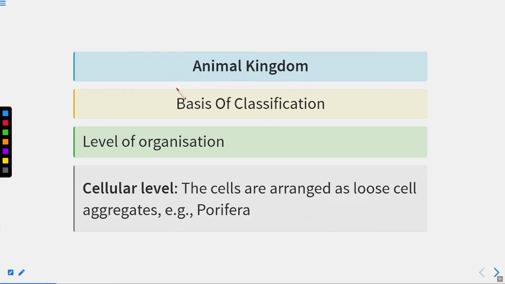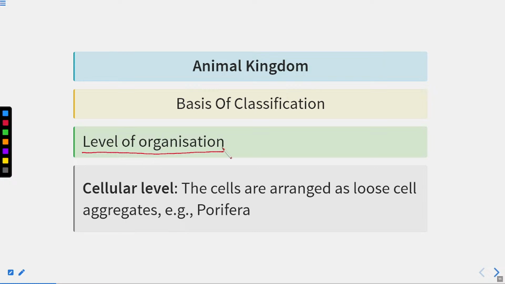So let us talk about the basis of classification, how the classification has been done for these animals. There are so many phyla, so how have we done this classification? We consider some very important characteristics, and based on those characteristics the classification has been done. There are 11 phyla we have just seen in the previous slide. These phyla have their own basic characteristics. So what are those basic characteristics? Let us discuss that.